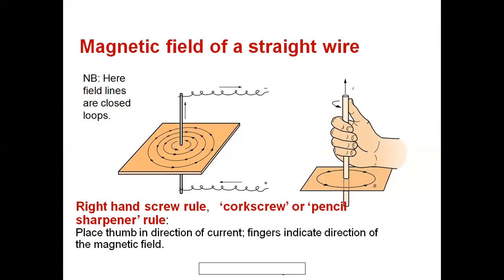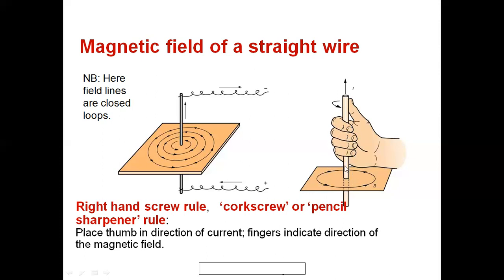in the direction of current and parallel to the conductor, then the curved fingers give the direction of the magnetic field or flux around it. In the example here, it clearly shows the thumb pointed towards the direction of the current, and the curved fingers indicate the direction of the magnetic field.